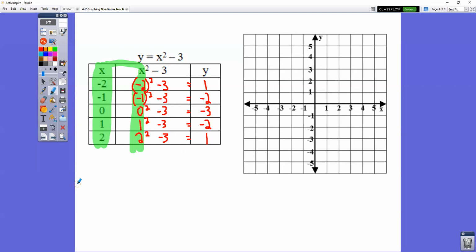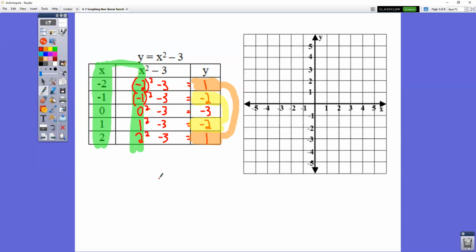Take a look at the Y column. Do you see any pattern that is there in our answers? You should. Take a look at our first and our last number in our column. Notice that that first and last number are the same. Take a look at our second number and our fourth number. Notice that those are the same. That is always going to happen.